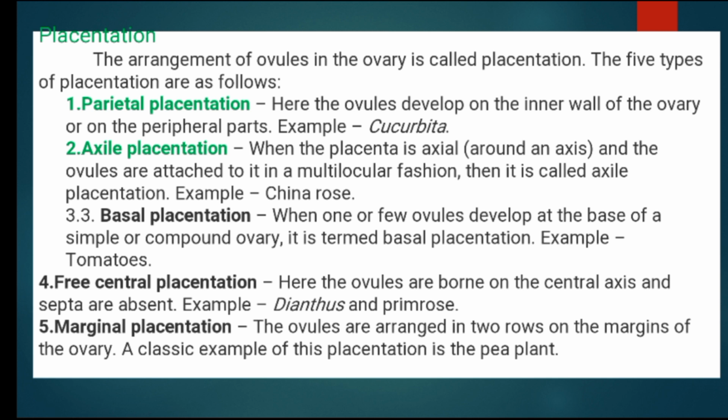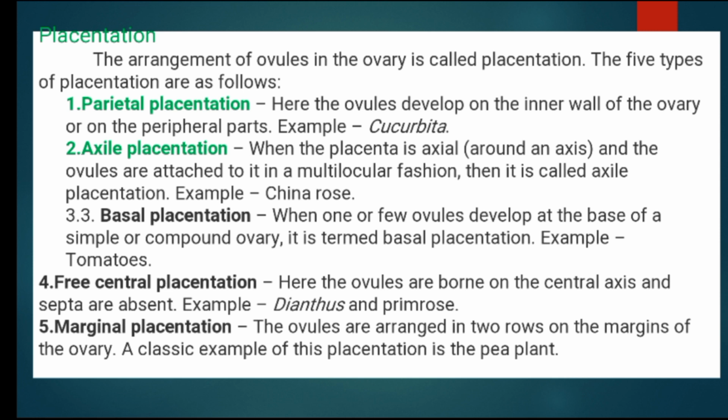In this placentation, the ovules develop on the inner wall of the ovary or on the peripheral parts. The best example is Cucurbita. If we take the transverse section of this fruit, it shows parietal placentation. The ovule is attached to the placenta on the peripheral part of the inner wall of the ovary, which is known as parietal placentation.